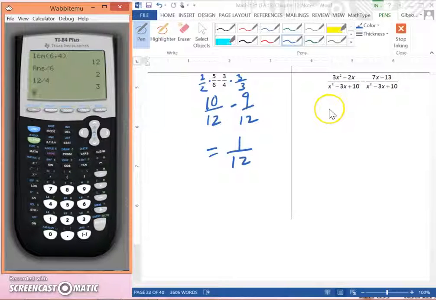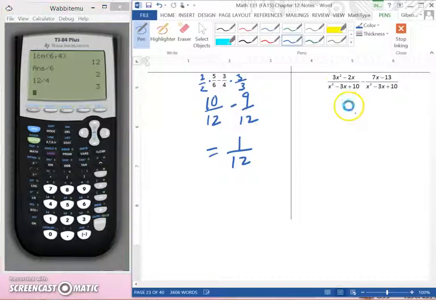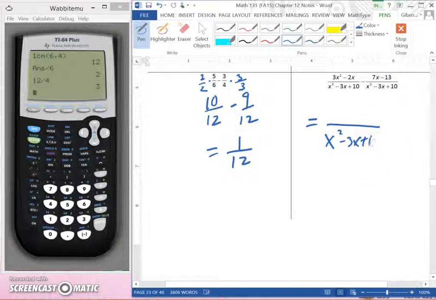Now we come over here to this next fraction. Okay, now if we look here at our denominators, they are the same. So we know we could just carry over our denominator to be x squared minus 3x plus 10. Now for the numerator, we have subtraction.